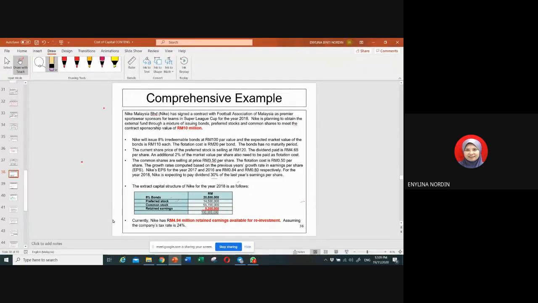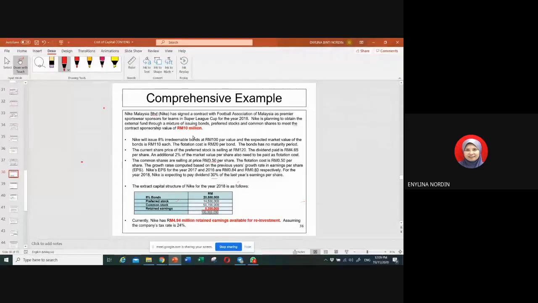So it's still okay, we just go through. This is about the new contract, contract sponsorship. The value of this new project is 10 million ringgit. So straight away, I assume you all have gone through the question.